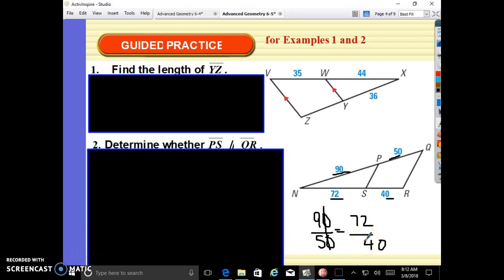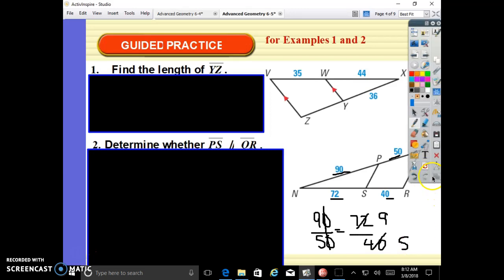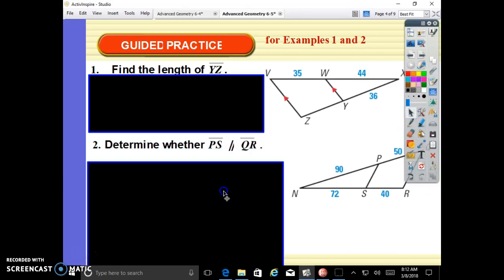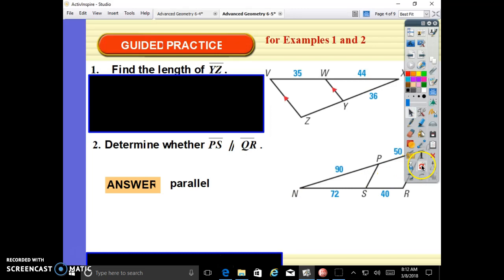What is 72 divided by 9? It's 8. Does 8 go into 40 5 times? So we're good. 72 divided by 40 is 1.8. 9 divided by 5 is 1.8. So we're good. They are parallel.